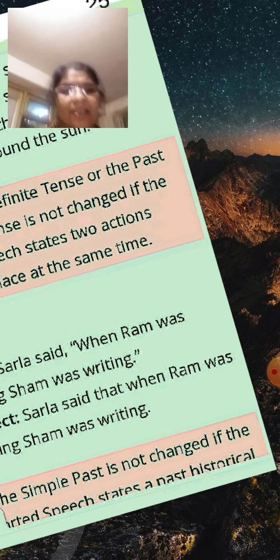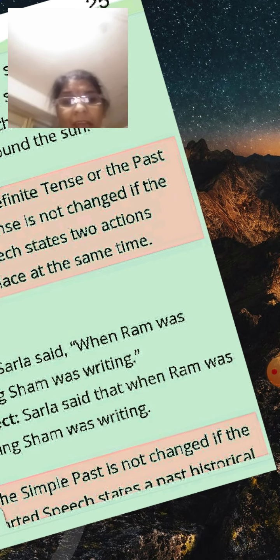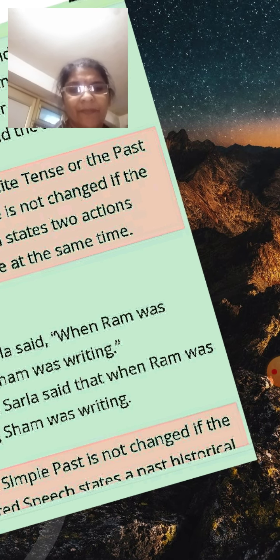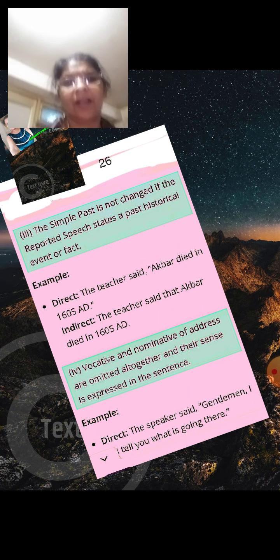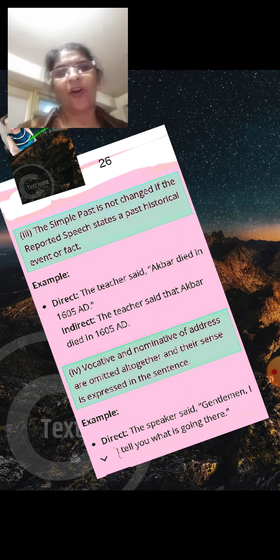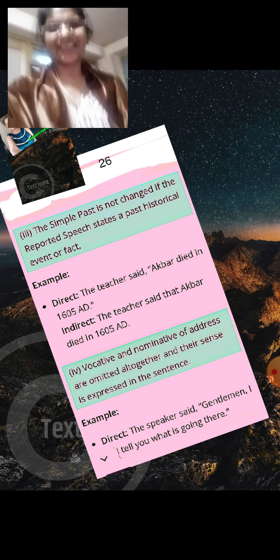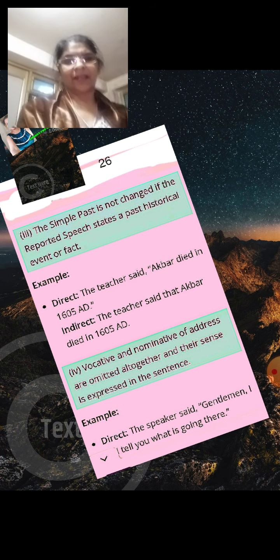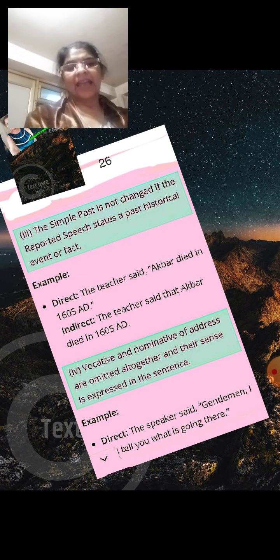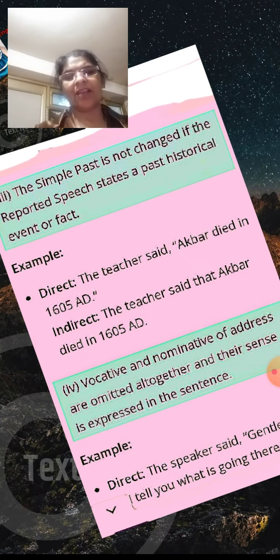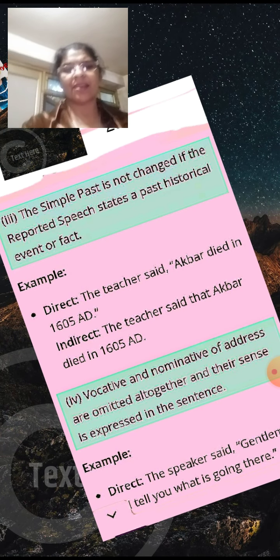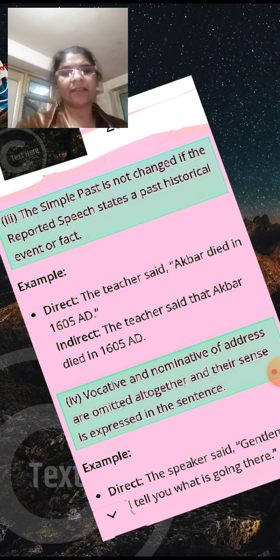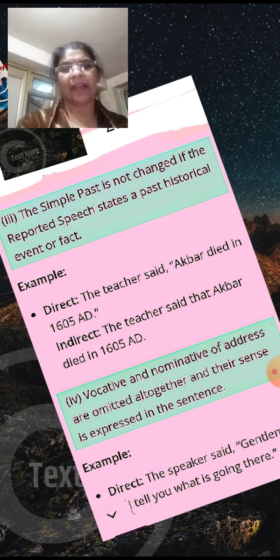The simple past is not changed if the reported speech states a past historical event or fact. Direct: the teacher said, Akbar died in 1605 AD. Indirect: the teacher said that Akbar died in 1605 AD.